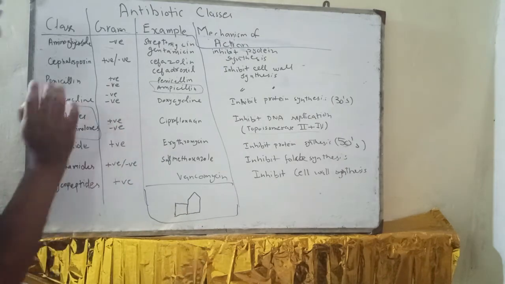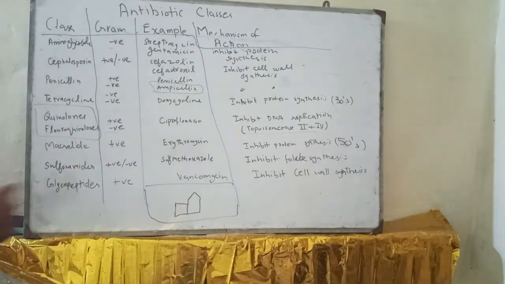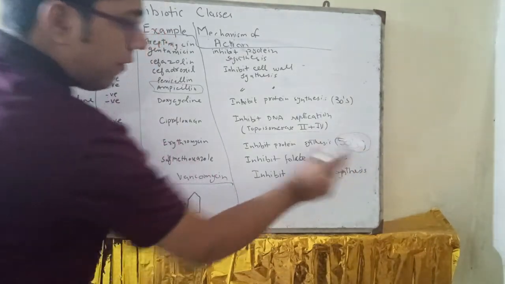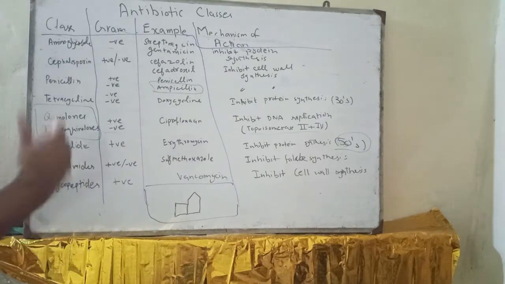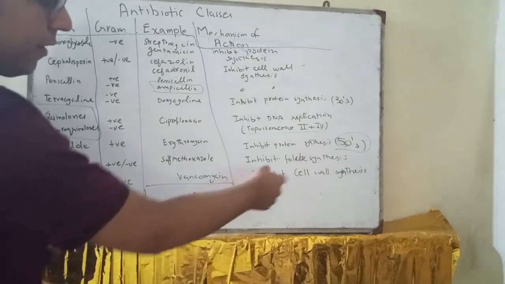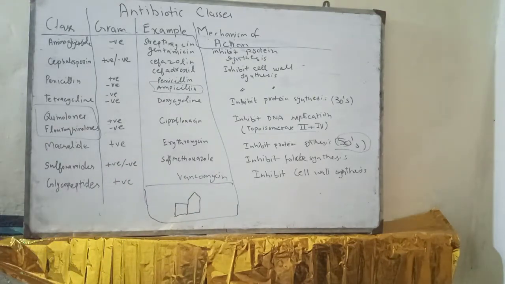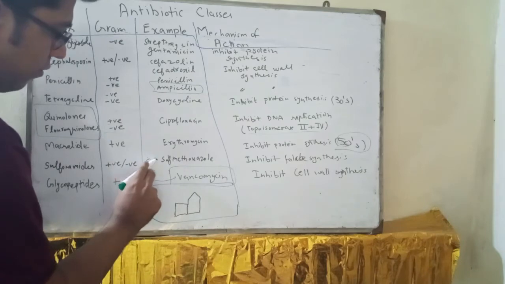Macrolide is effective against gram-positive bacteria. Erythromycin is an example of this. It inhibits protein synthesis at the 50S site. Sulfonamides are effective against gram-positive and gram-negative bacteria. Sulfamethoxazole is an example. They inhibit folate synthesis, that is why they are called anti-folate drugs. They inhibit the formation of folic acid. Glycopeptides act against gram-positive bacteria, with vancomycin as an example, and inhibit cell wall synthesis. As we discussed in the previous topic, vancomycin is in a class of others.